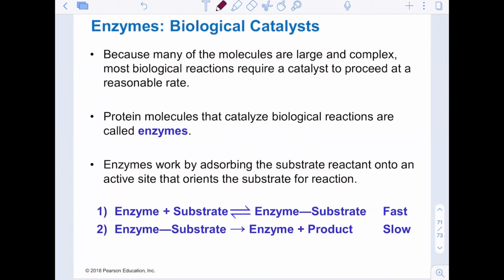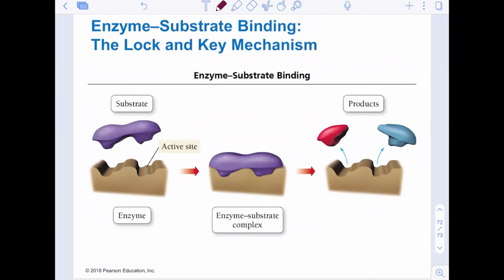Technically, what happens is a very, very fast first step where an enzyme and a substrate connect, and then that enzyme creates the product from the substrate. The enzyme reforms so that it can be reused again. The typical lock and key mechanism is what we talk about. We can see the purple substrate attach onto the active site of an enzyme, and the enzyme-substrate complex then does the reaction to keep going.